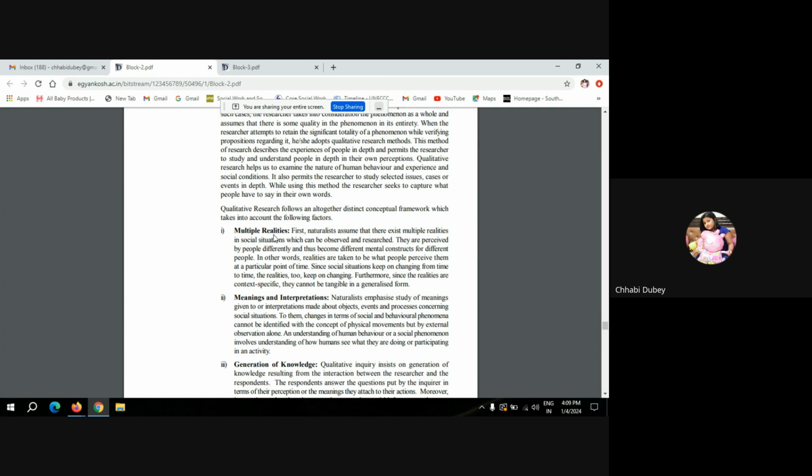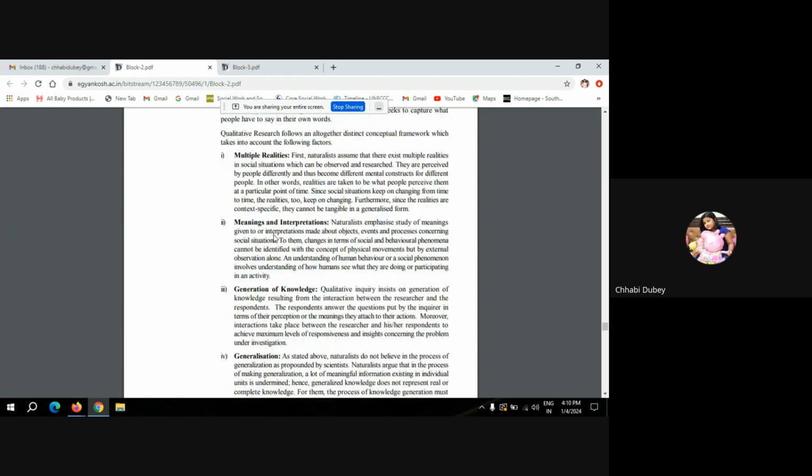After that, we come to the third aspect, which is called the generation of knowledge. Generally, we will find that qualitative inquiry depends more on generation of knowledge. That means that when you are carrying out research in the qualitative aspect, it is more about generation of knowledge or creation of theories.